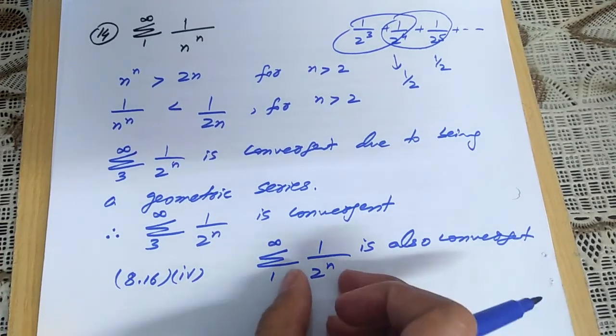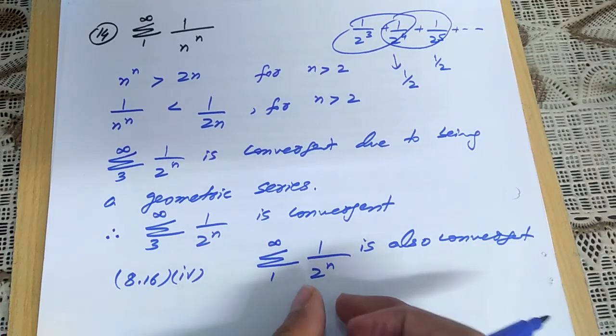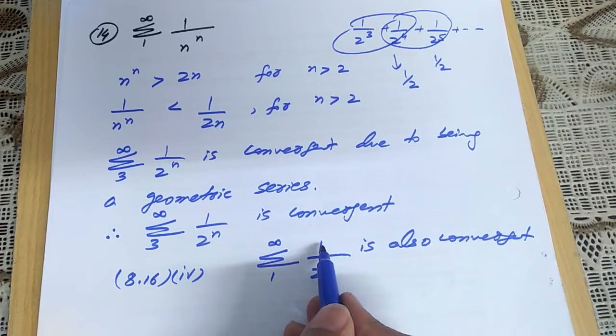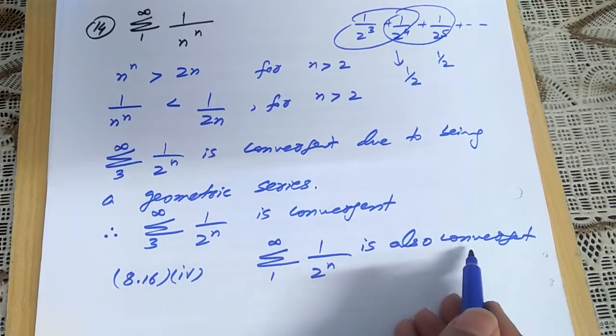You can add some terms to the series and the convergence and divergence will not be changed. So I can write it like from 1 to infinity 1 over 2 to the power n is also convergent here.